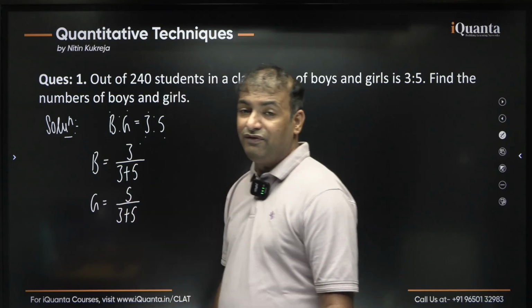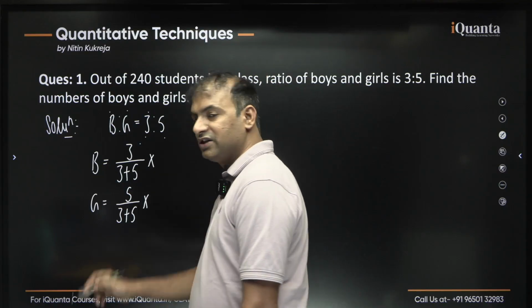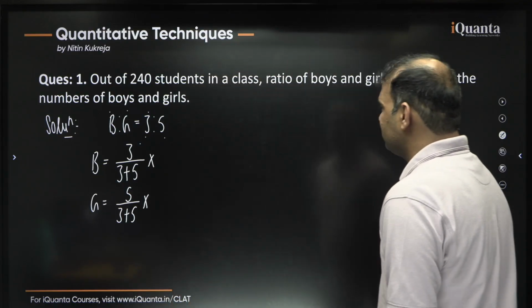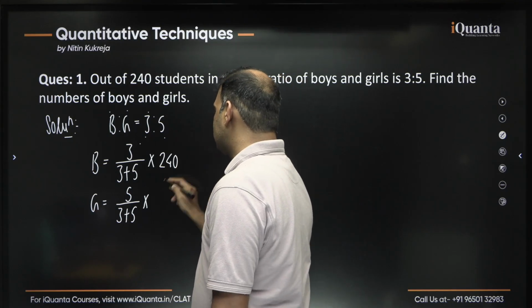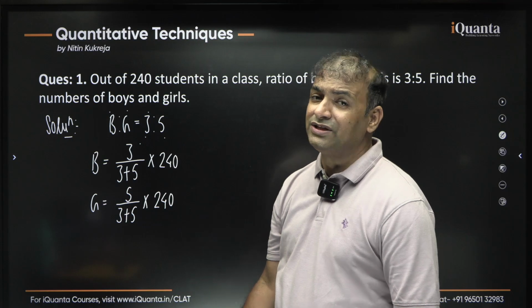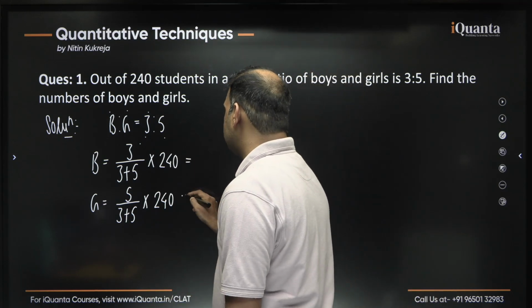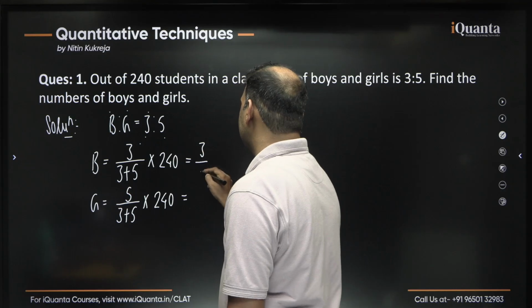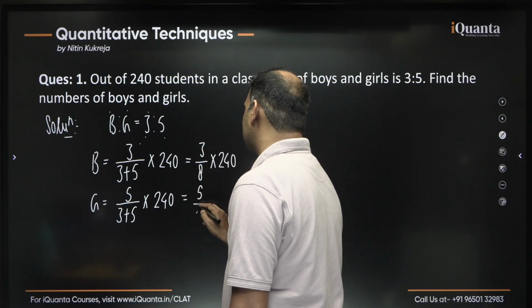Now, if you have to find the number of boys and girls, we obviously have to multiply with the total number of students as well, right? Now, the total number of students in the class is 240. So we'll multiply 240 with the fractional part of boys and girls just to get the number of boys and girls. Simple as that, right? So this will be 3 by 8 into 240, and the number of girls is 5 by 8 into 240, right?